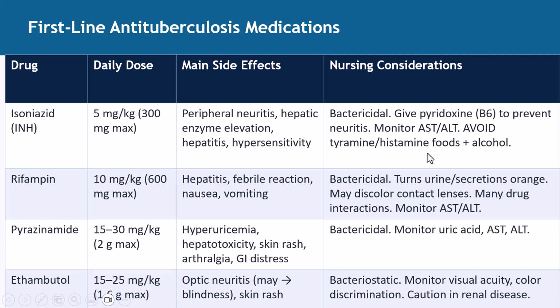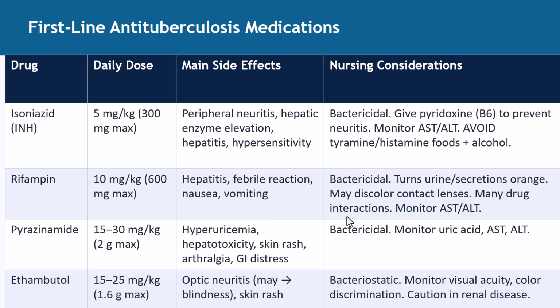You must monitor AST and ALT regularly. There are also drug interactions, so phenytoin levels rise when given with isoniazid, and patients should avoid alcohol. The second drug is Rifampicin. The daily dose is 10 mg per kilogram up to 600 mg. Rifampicin is also bactericidal. Its side effects include hepatitis, febrile reactions, nausea, and vomiting.